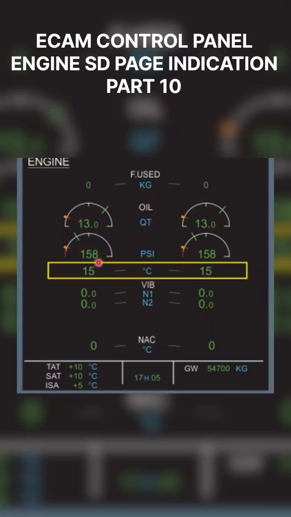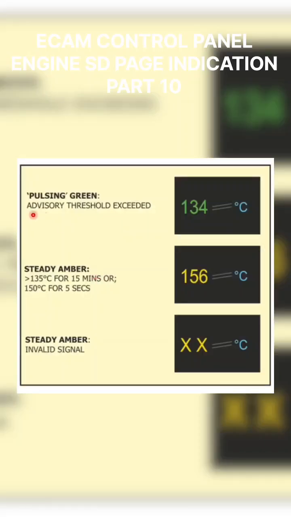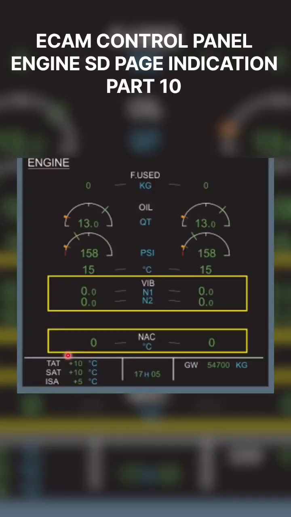This is your oil temperature, and the range will be minus 95 degrees Celsius to 995 degrees Celsius of the temperature value. There is also a condition of pulsing green, advisory threshold exceeded, then you will get pulsing green, steady green if the temperature is below 135 degrees Celsius for 15 minutes or 150 degrees Celsius for 5 seconds. So these two criteria, then amber indication will come, and there will be the steady amber cross, same invalid data, invalid signal from the computer.